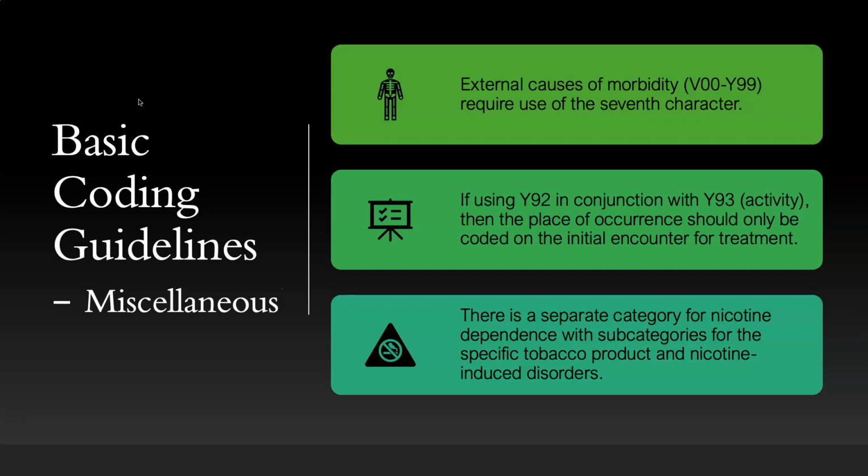If you use Y92 in conjunction with Y93, then the place of occurrence should only be coded on the initial encounter for treatment. So, what this is saying is the first time the patient seeks treatment, and you've had to code the place of occurrence and the activity, you only have to code that first time.